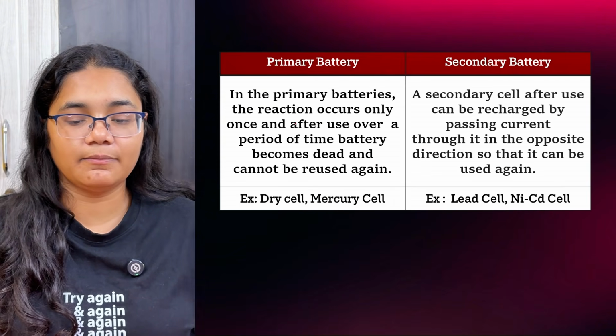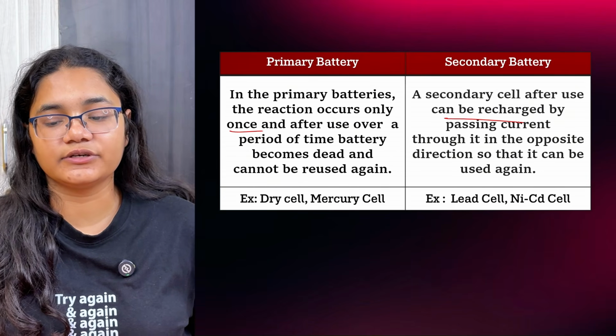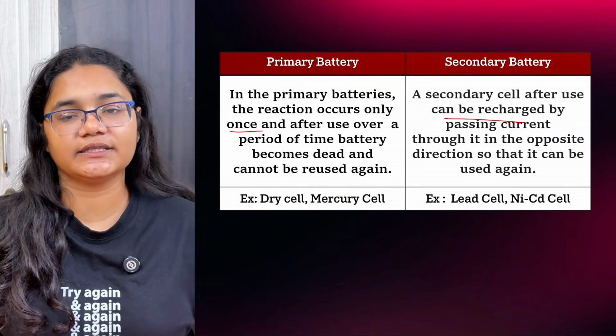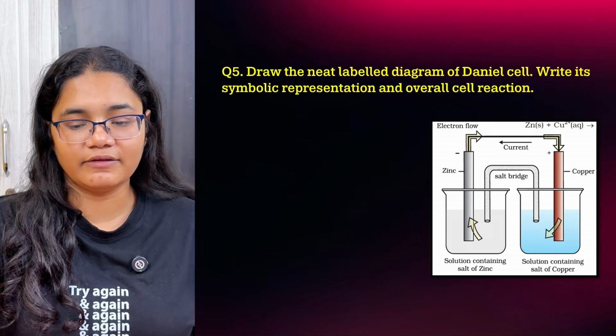Next, we have primary battery. Here the reaction occurs only once, and in a secondary cell the reaction can take place again and again by recharging the battery by passing the current through it in the opposite direction. And then you have examples.